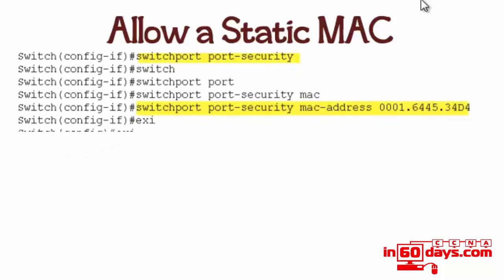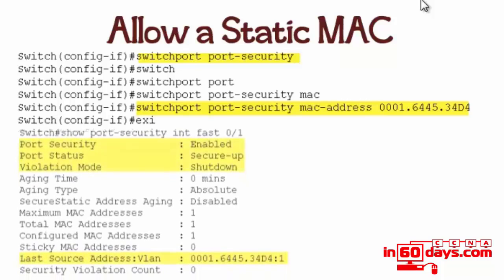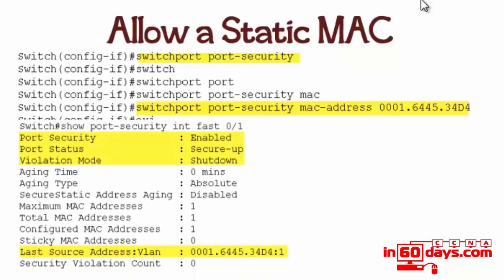I've allowed a static MAC address, which is a config I've already covered earlier actually, but then I've issued the show port-security interface FastEthernet 0/1, and you can see the last source address. There's a VLAN number appended on the end also, whichever VLAN it's connected to. Now if a switch port does go down because of the wrong MAC address, you obviously need to reconnect the correct MAC address, and then you need to no shut the interface because it will be administratively down.